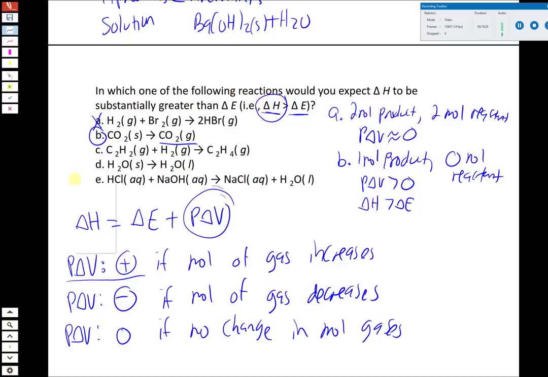If we go through the rest of these, in choice C, we have 1 mole of gas on the product side, 2 moles on the reactant side, 1 plus 1. And so 1 minus 2 is a negative number. That means we would expect P delta V to be negative, and delta H will be smaller than delta E.